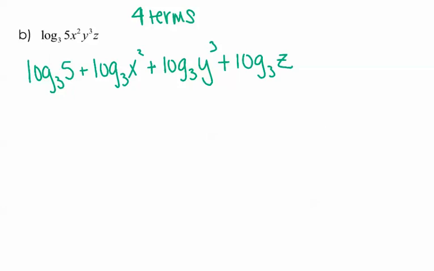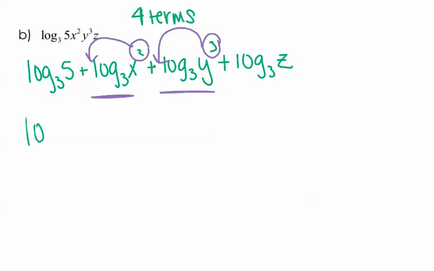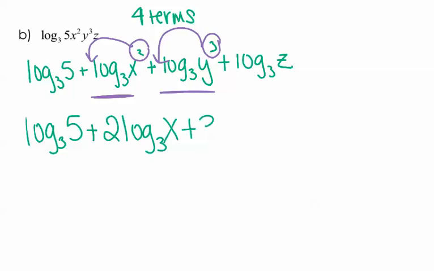I'm not quite done yet because I still have these exponents here. Remember, these exponents are only going to become coefficients of what they're directly a part of. So log base 3 of x squared, this 2 is only going to become a coefficient of that term. And log base 3 of y cubed, this 3 is only going to become a coefficient of that one. So log base 3 of 5 plus 2 log base 3 of x plus 3 log base 3 of y plus log base 3 of z.